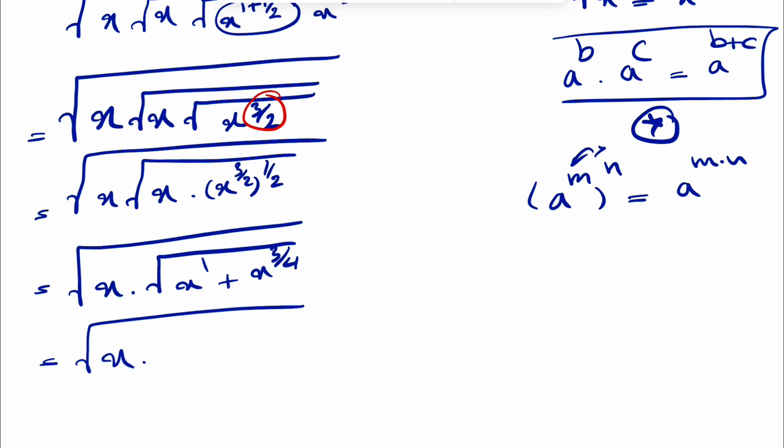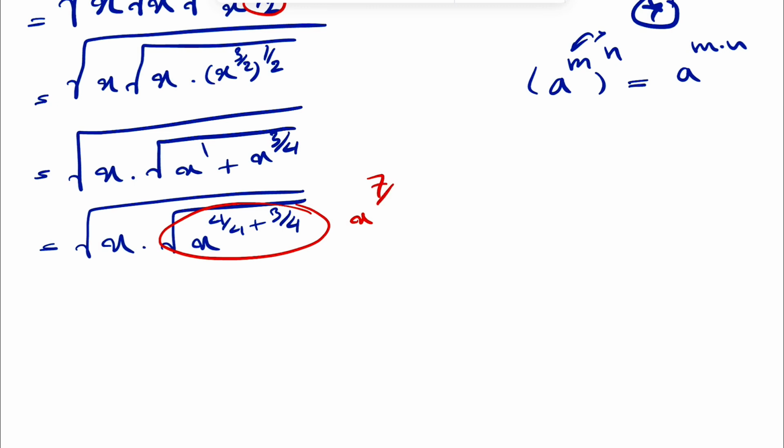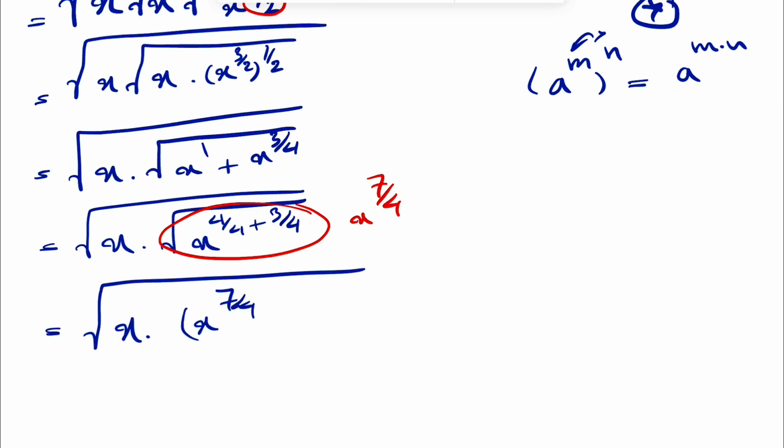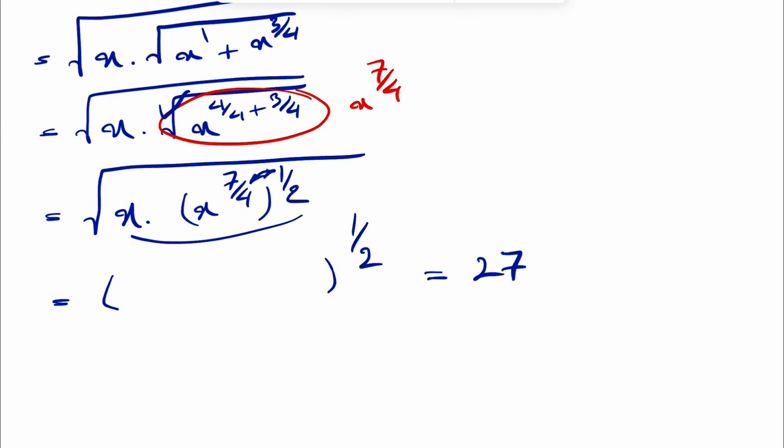So now we have x times the square root of x to the power of 4 over 4 plus 3 over 4, which gives us x to the power of 7 over 4. So we end up with x times x to the 7 over 4, this time all to the power of 1/2 again to get rid of this square root. We only have one more square root to get rid of, and to do that we just have to multiply these two first. That would be all to the power of 1/2, and on the other side we had 27.